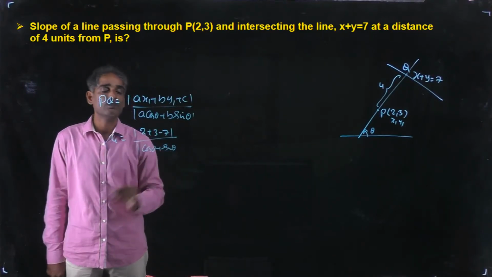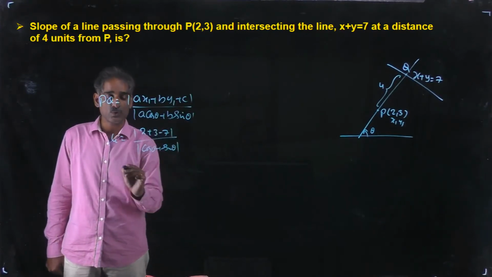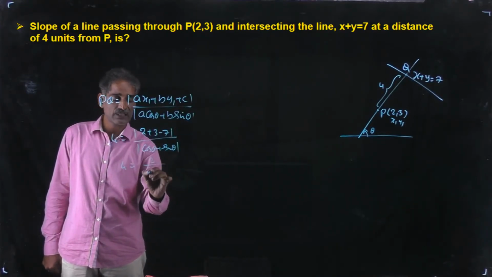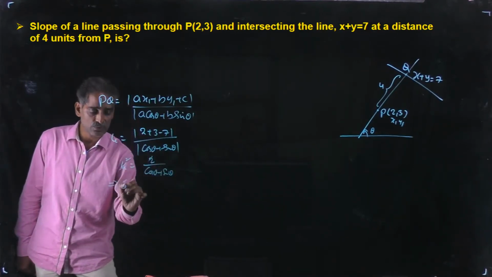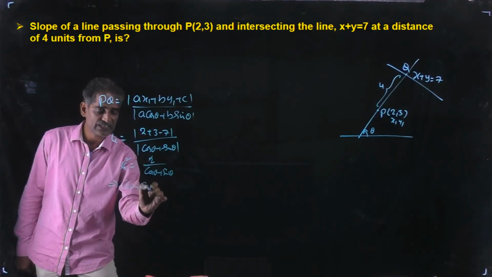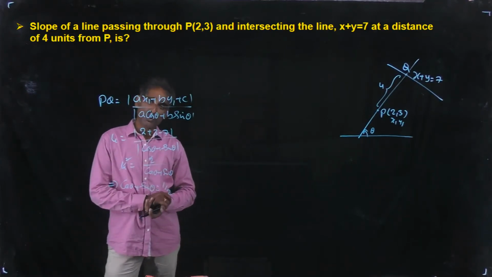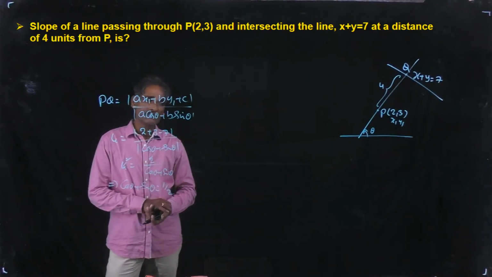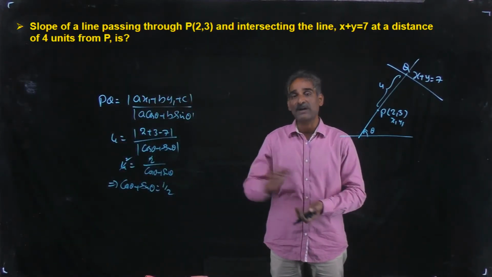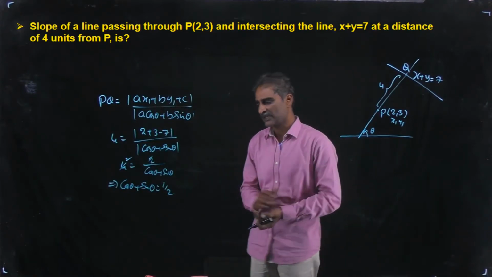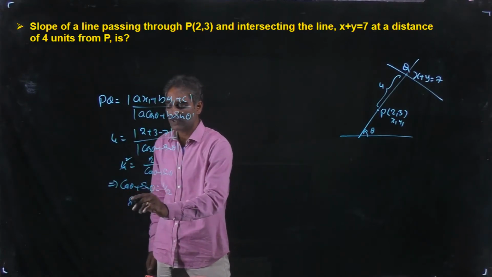So 5 minus 7 is minus 2, and the modulus of minus 2 is 2. So 4 equals 2 divided by (cos theta plus sin theta). Therefore, cos theta plus sin theta equals 1 by 2. Our aim is to find the slope of the line. Here the inclination of the line is theta, so the slope is nothing but tan theta. We have to find the value of tan theta here. Understand? So try to express cos and sin in terms of tan, otherwise square both sides.